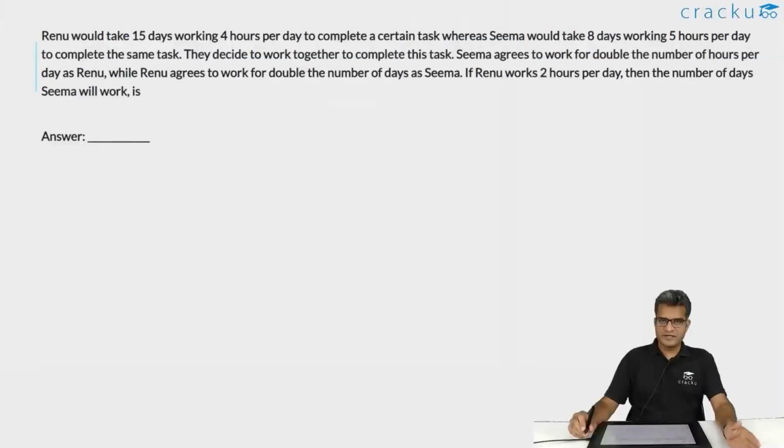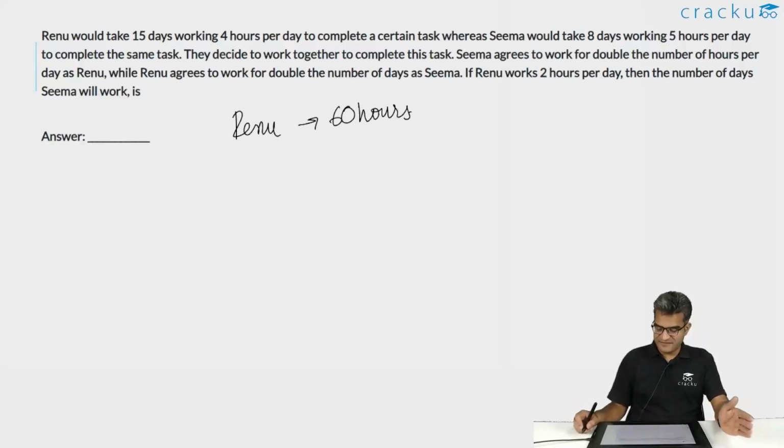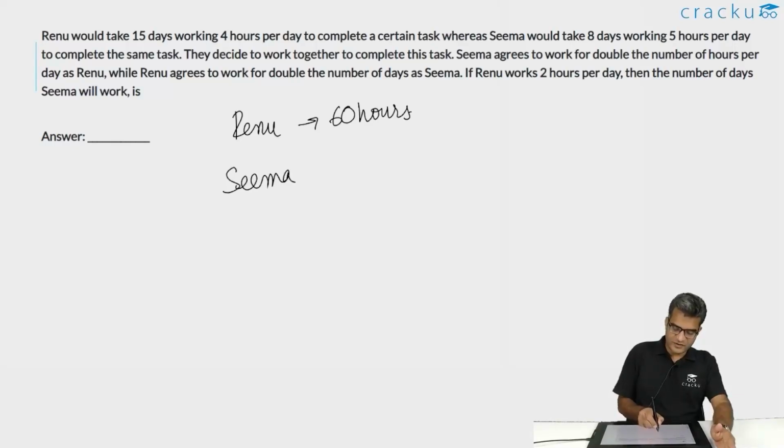In this question, we are told that Renu takes 15 days working 4 days per hour. So Renu is going to take how many hours? Renu will take 60 hours to finish a job. Seema takes 8 days while working 5 days per hour to complete the same task. So Seema, how many hours does she take in total? She will take 8 into 5, which is 40 hours.